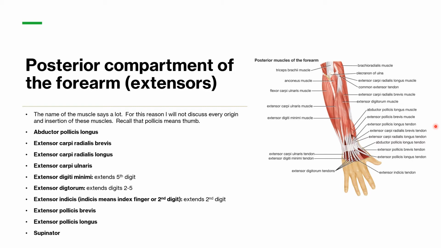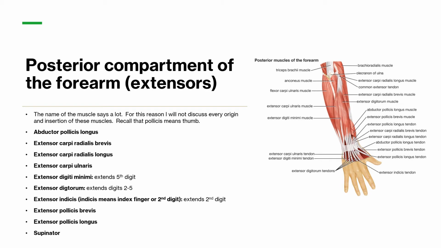We have the abductor pollicis longus, which abducts the thumb, extensor carpi radialis brevis, extensor carpi radialis longus, which both extend the wrist, extensor carpi ulnaris, which extends the wrist, extensor digiti minimi, which extends the fifth digit, which is why it's called digiti minimi, which means small finger, which is the fifth digit, extensor digitorum, which extends digits 2 through 5.